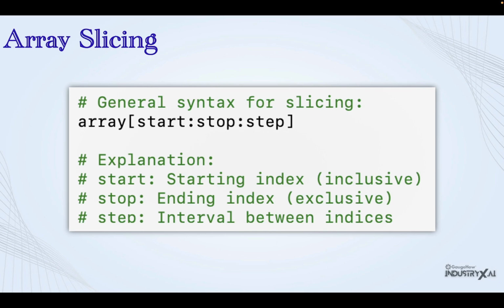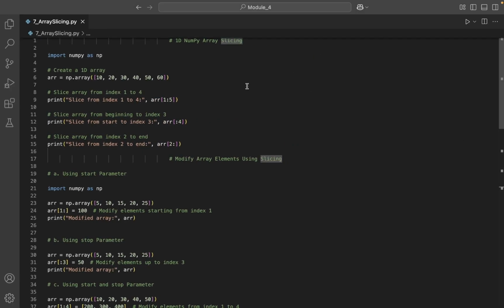To understand the concept of slicing and use of this syntax, let us go to the VS Code example. Here you can see that we have provided the list of data for the different number of arrays and with the different type of values. So first one array is provided. This is the one-dimensional array.